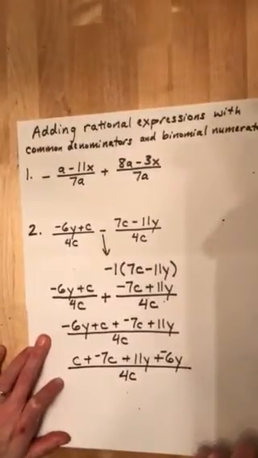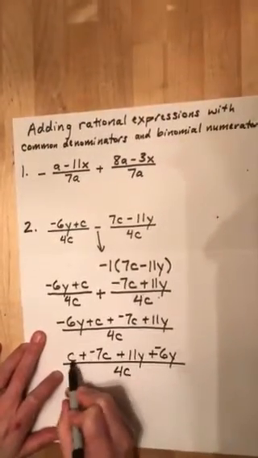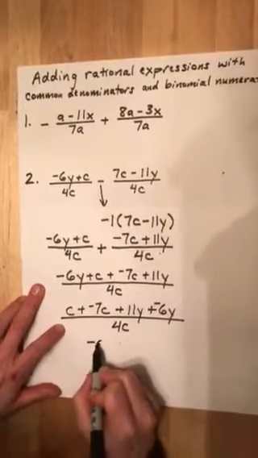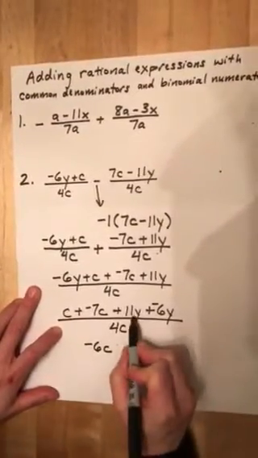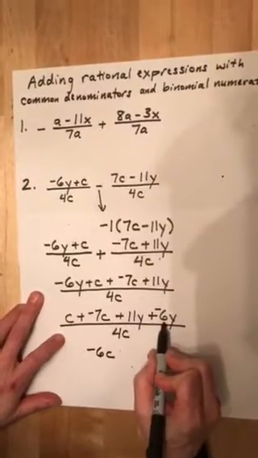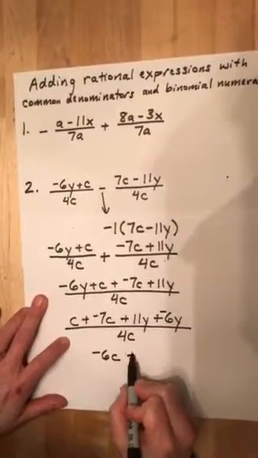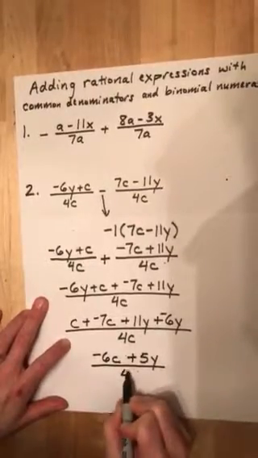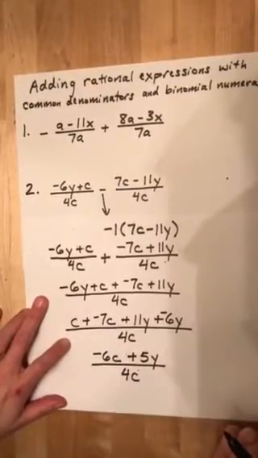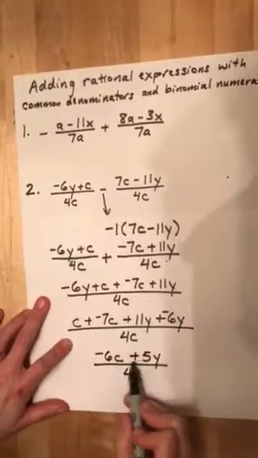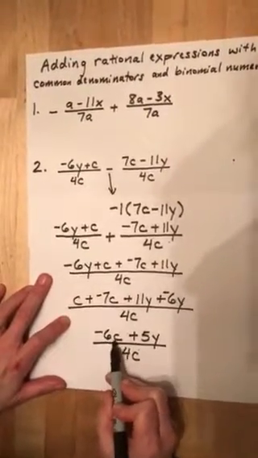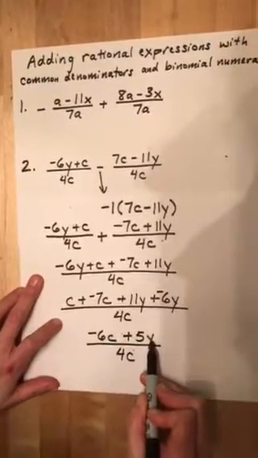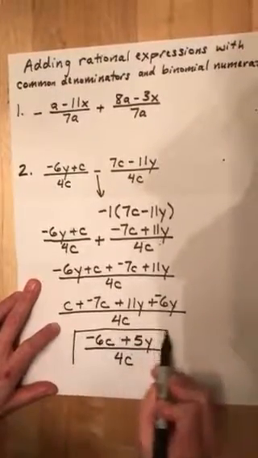All over 4c. Combining our like terms, c and negative 7c makes negative 6c, and then 11y and negative 6y would give us positive 5y. All of that over 4c. Again, we ask, are there any common factors between the negative 6c and the 5y? And there are not, and so this is as simple as we can get, and this is our final answer.